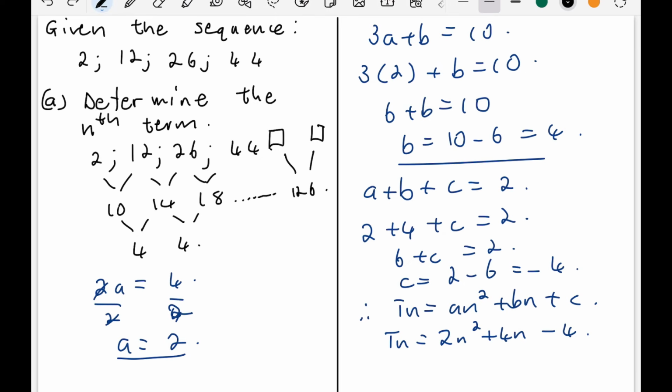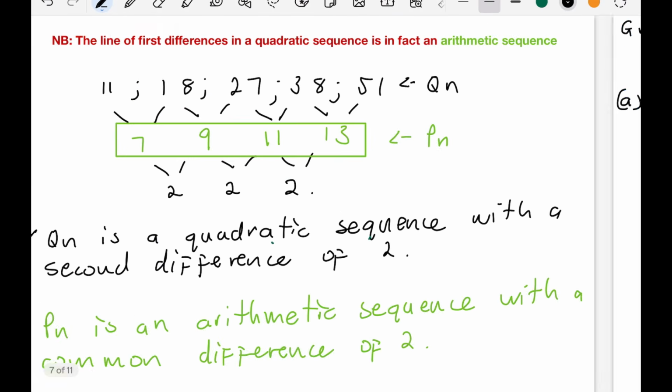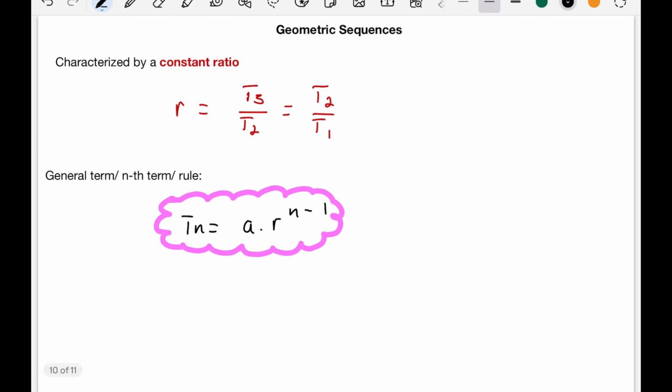This is easy to find because, like we said, this is a linear pattern or an arithmetic sequence. So let's find the general term of that arithmetic sequence. Great. 2, 12, 26, 44, 10, 14, 18. Is that right? Yes. Okay, cool.